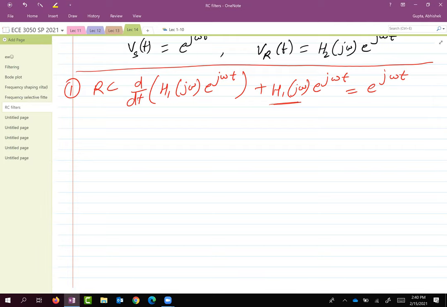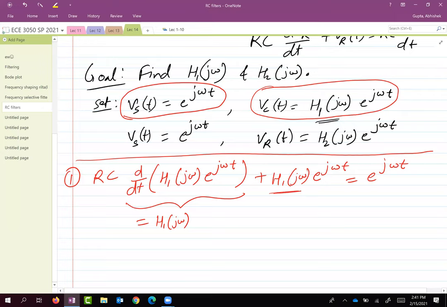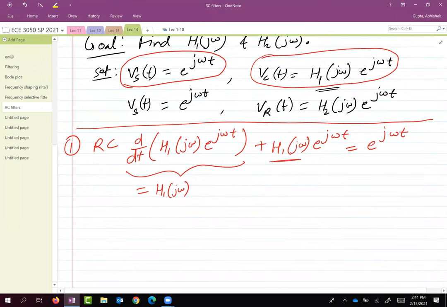So can someone help me do it? Let's look at this derivative. What is this derivative equal to? So H1(j omega) doesn't depend on time, so it goes out. I have a quick question. Can we just divide everything by the e to the j omega t? I can, but I first have to take the derivative, and that's exactly what I'm going to do. The derivative depends on e raised to j omega t. Okay, cool. Thanks. So that's what I'll do in just 2 seconds.